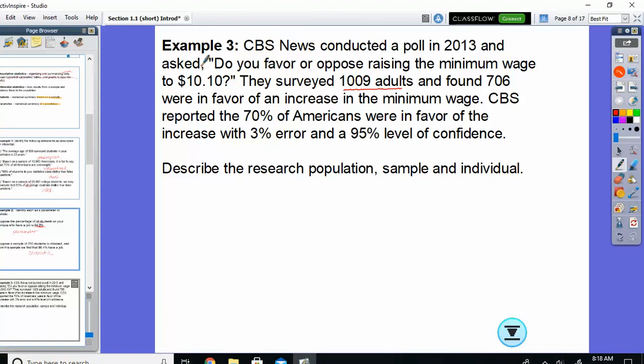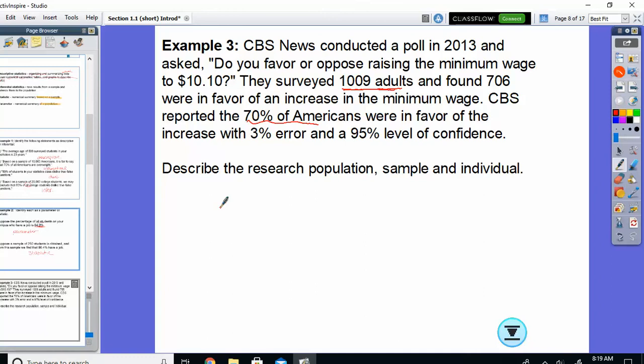They'd like to know about everybody, but it's not feasible to ask everybody, so they're asking a smaller group, so that's a sample. And found 706 were in favor of an increase in the minimum wage. CBS reported that 70% of Americans were in favor, with 3% error and 95% level of confidence. Don't worry about that percent error and level of confidence. We'll talk about that way later in the semester. So right now, just ignore it. But they talked to just this amount, and they made a guess that 70% of all Americans.